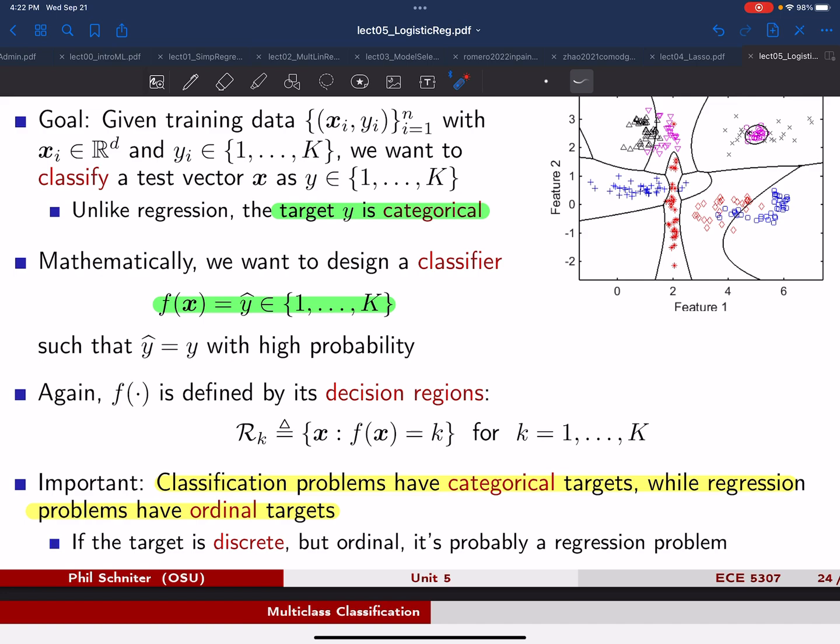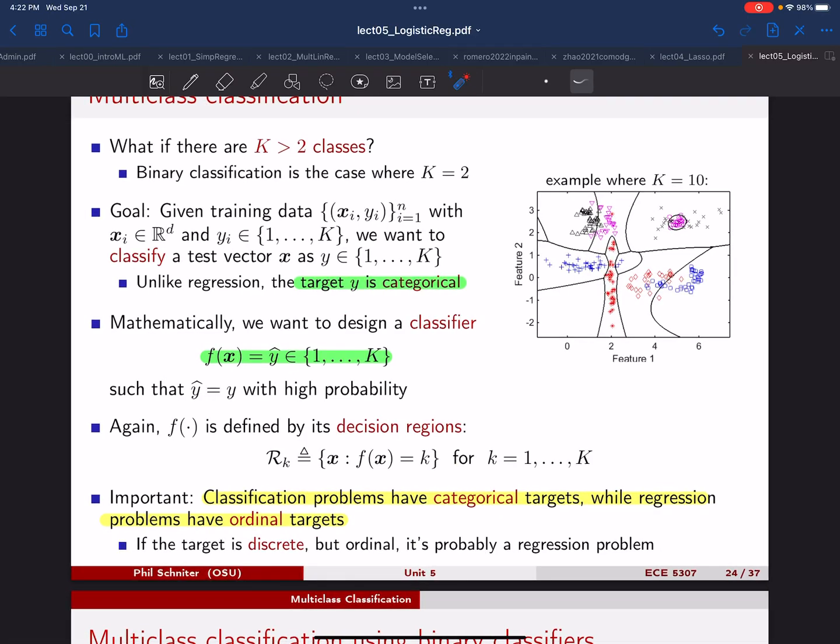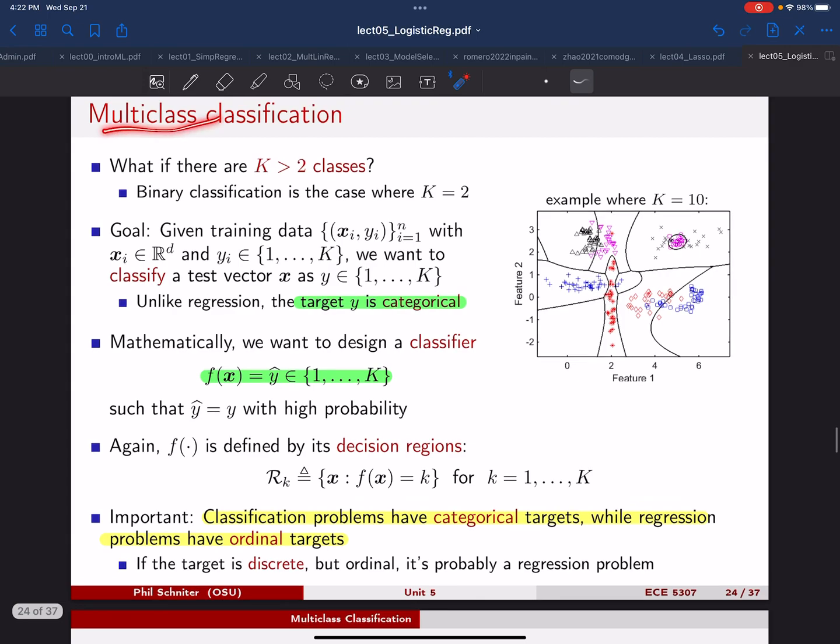So in the homework assignment for this unit, I'll give you some kind of challenging applications to think about, where you'll have to say, is this regression or classification? And sometimes it's a little tricky, and sometimes there's actually different ways to think about the problem. But this is the main rule: think about whether the target is categorical or not. Think about how you'd approach the problem. All right, any questions about the big picture of classification with multiple classes?